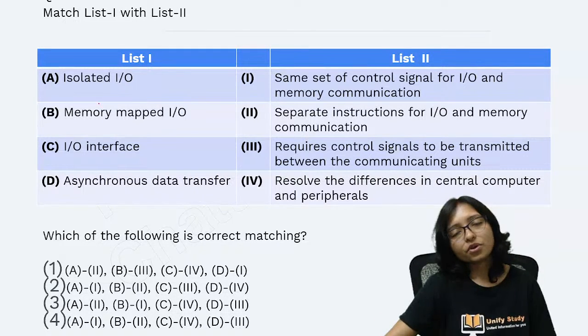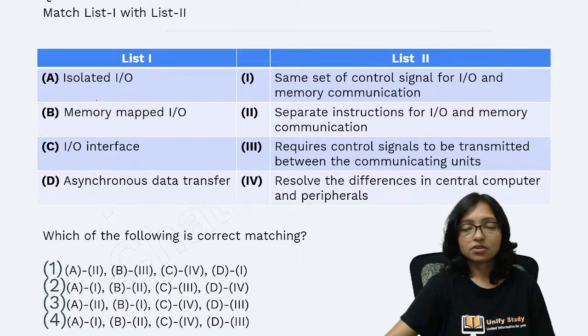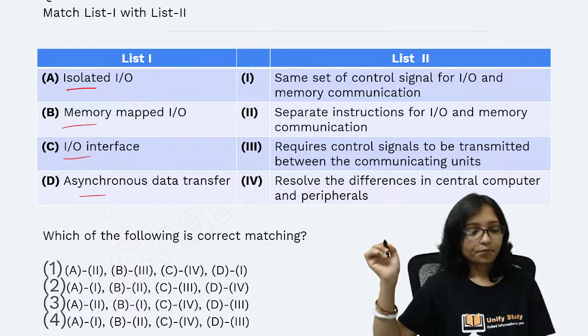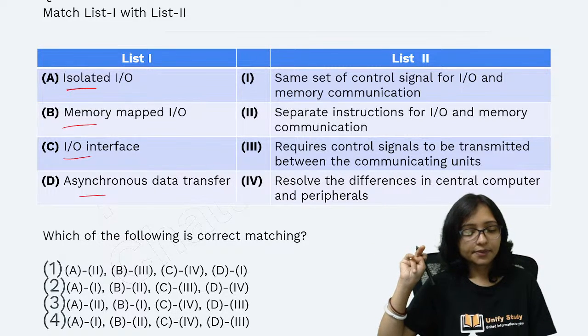Arey yaar, before showing the question, why are you answering? I am not able to understand. Isolated I/O, memory mapped I/O, input output interface and asynchronous data transfer. Match it properly, answer it properly.